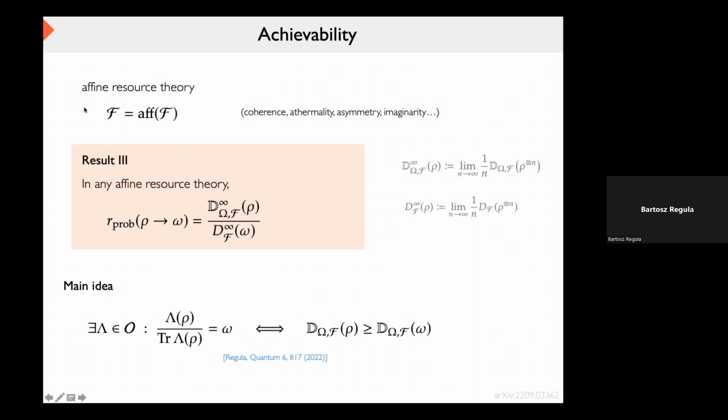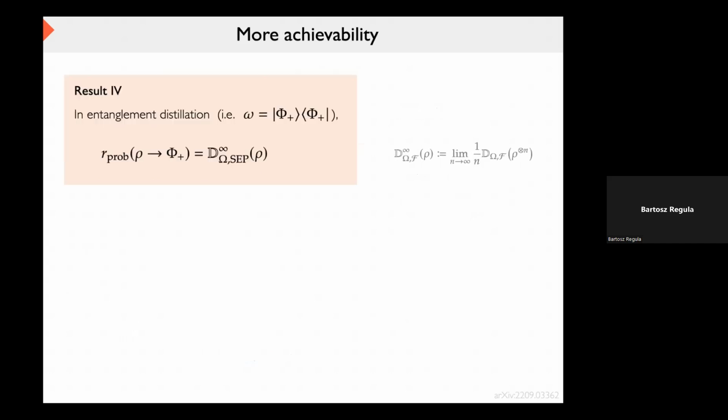But of course, not every resource theory of interest is affine. So we would like to understand other examples for which this is achievable. One fundamental example for which we can show achievability is entanglement distillation. In entanglement distillation, the target state omega is essentially the Bell pair, or the two-qubit maximally entangled state. Here we can show that for every input state, the rate of transforming rho into the Bell pair is given by the regularized projective relative entropy with respect to the set of separable states. One interesting aspect is that in the deterministic setting, we don't have a formula that works for every input state rho. Here in the probabilistic setting, we were able to establish a general formula for the distillation rate of every input state.